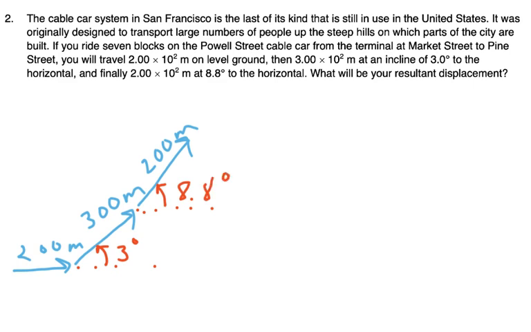So I'm going to break these down into separate vectors first. Let's use green. I haven't used green yet. So this first one will be D1. The second part will be D2, and the third part will be D3. So D1, it doesn't have any vertical components, so that makes it really easy. So D1 is equal to 200 meters in the x direction.